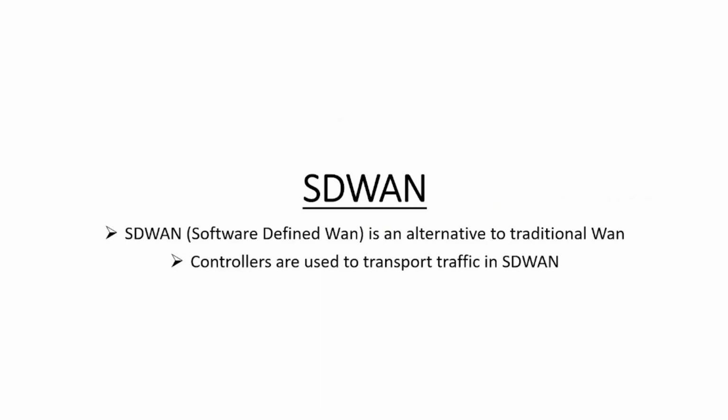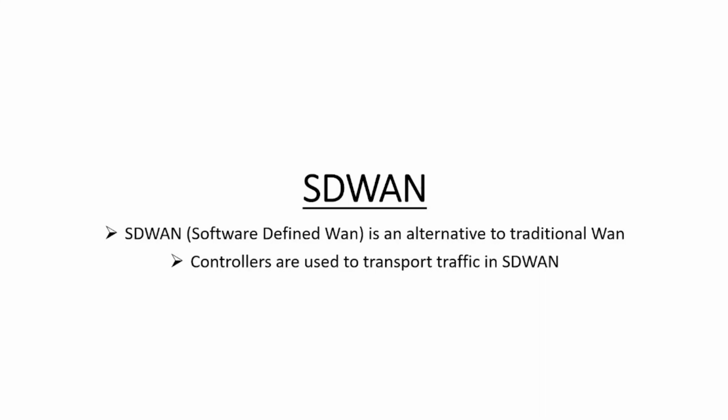Today I'm going to talk about SD-WAN or Software Defined WAN. We already know WAN is a wide area network which connects two or more different networks together, or different classes of networks together. Now SD-WAN, or Software Defined WAN, is a new alternative approach to the traditional WAN.